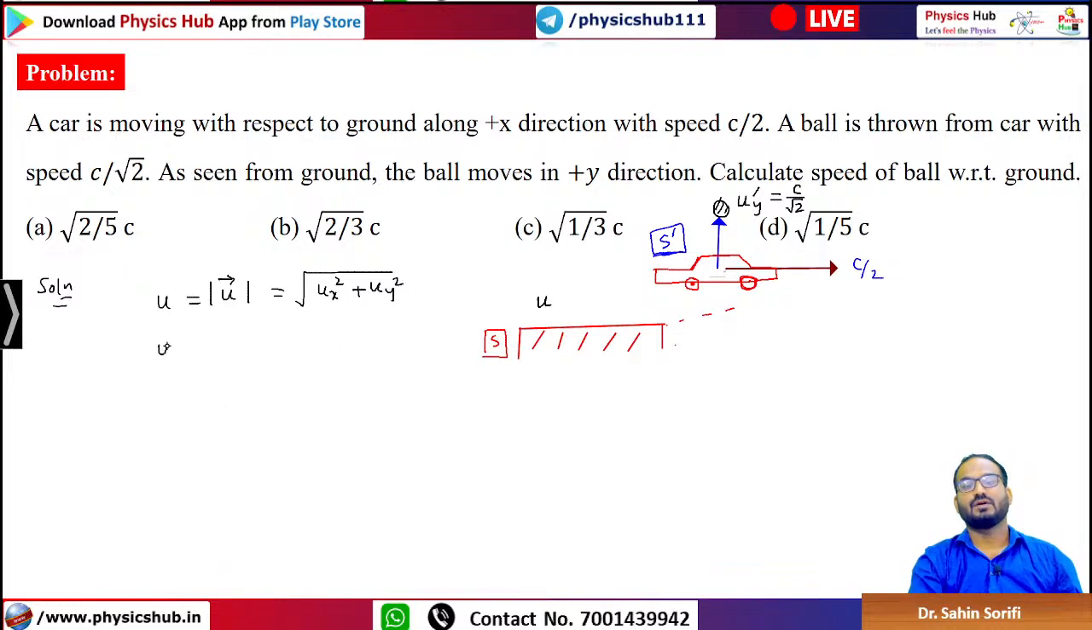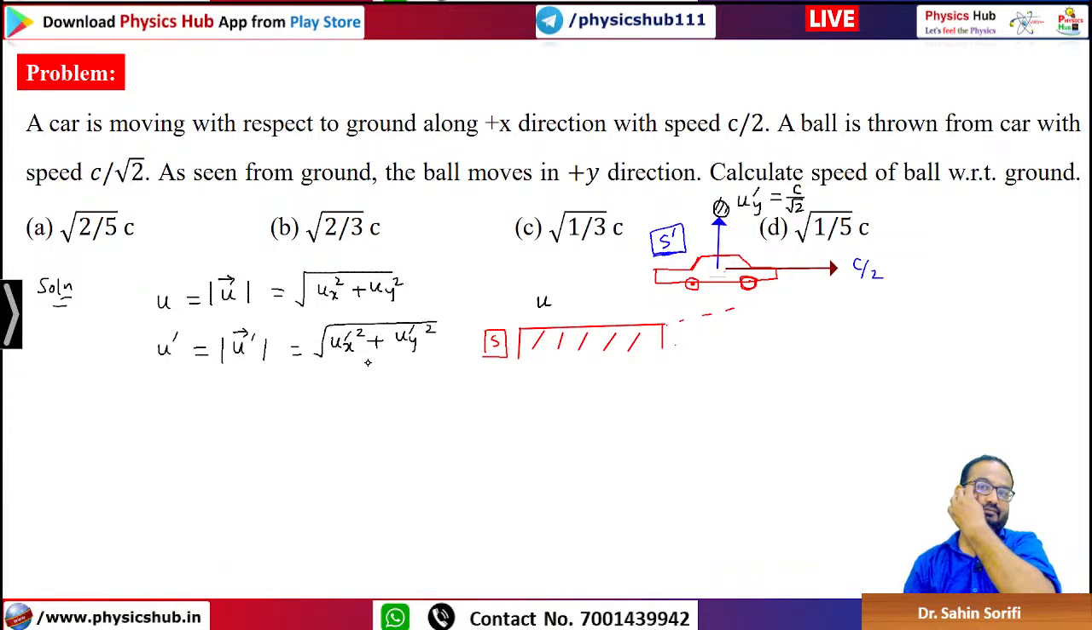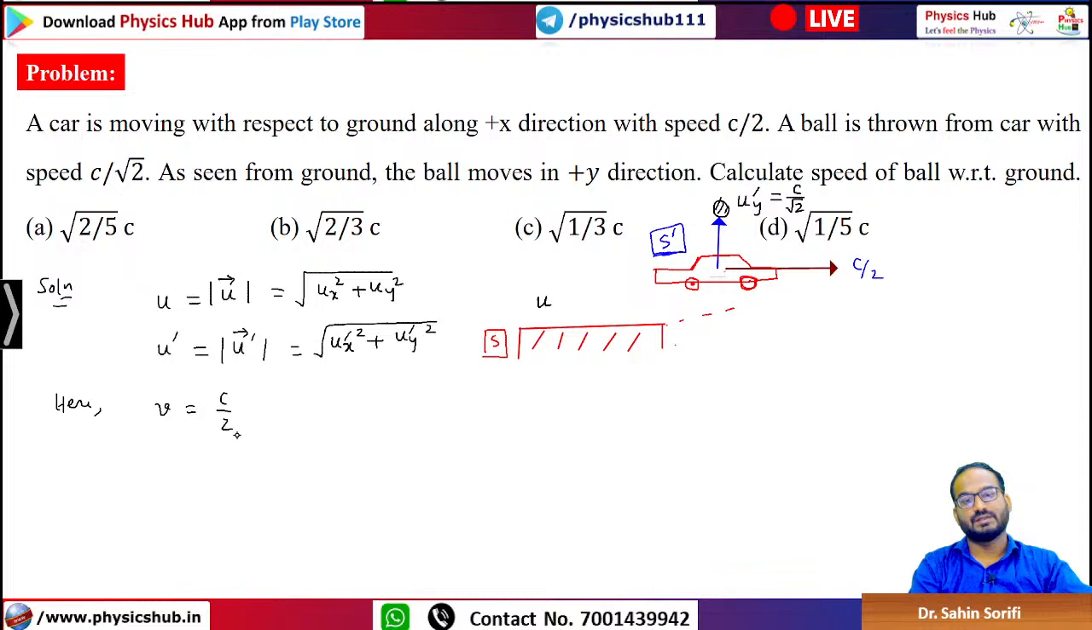And what is the speed of the ball with respect to S prime frame? Ux prime square plus uy prime square. So the ball has been thrown along y direction, right? So first of all, what is v? A car is moving with respect to ground. Ground is the S frame, moving along its direction with a speed c by 2. So here v is equal to c by 2. There is no issue in this.